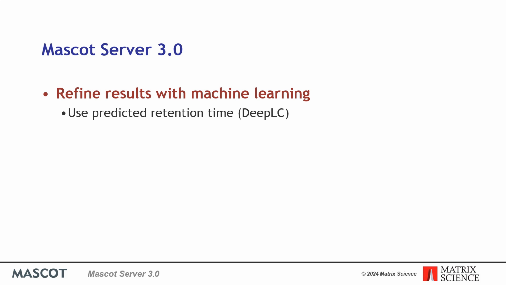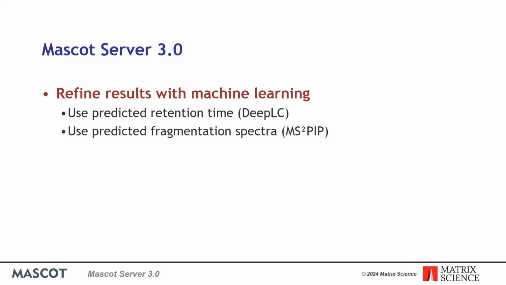Mascot Server 3.0 can now use predicted retention times. The difference between predicted and observed retention time is passed to Percolator, which boosts the score of correct identifications. The predictions are provided by DeepLC, which uses state-of-the-art deep neural networks.